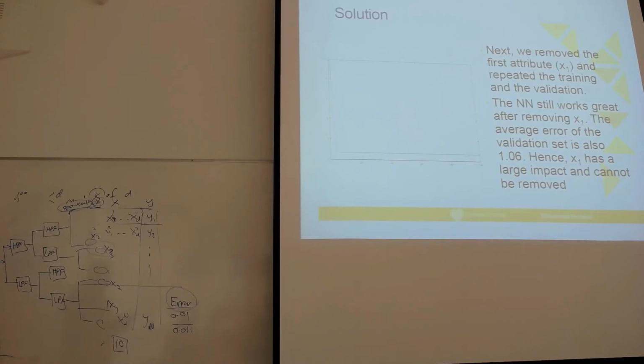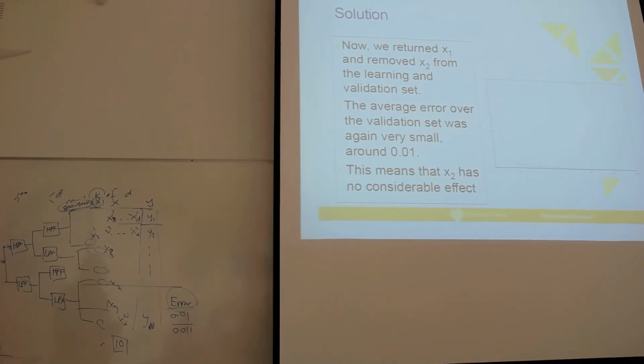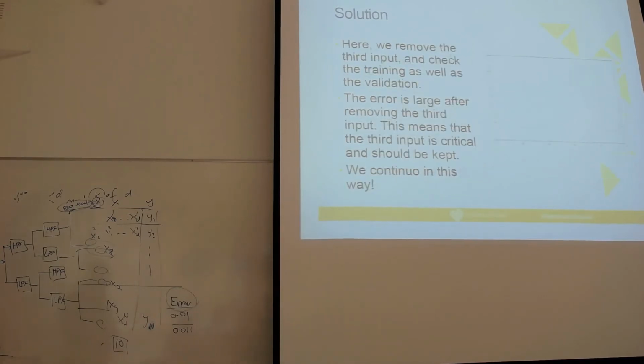Okay. What I did next, I added x1 back to the data, and then I removed x2. When I removed x2, I obtained almost the same result, 0.01 error. Then x2 doesn't have important information for this training process, at least within the available set of data. It might have some importance, but not for the data that we have. It means that x2 can be removed from our data. Then I repeated with removing x3, but again we have a large error, which means that x3 is important, and we can repeat the same process in this way.